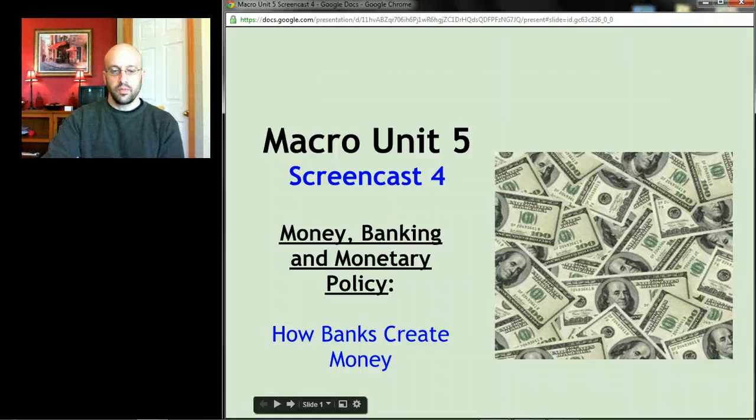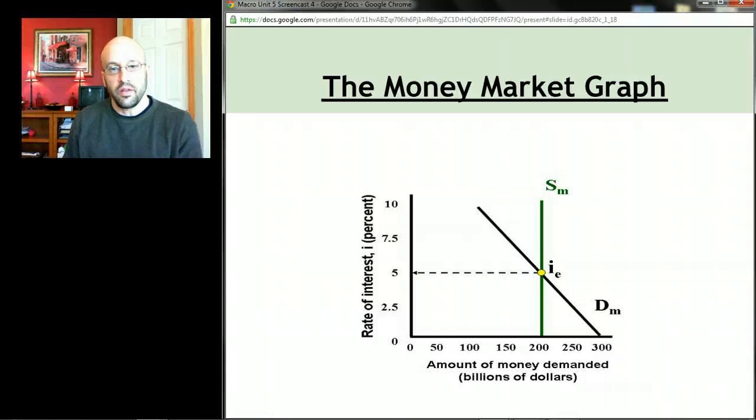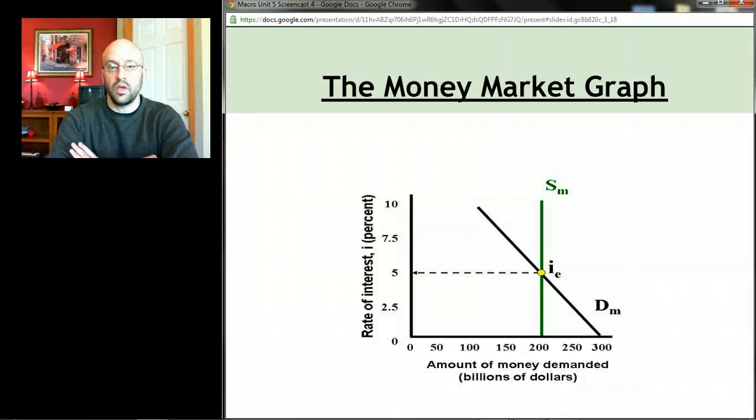Alright, so last time we explored what was called the money market graph. And again, the idea here is that the demand for money is the demand that we have collectively for money for all reasons. That supply of money, that vertical supply curve, is determined by the Federal Reserve. They get to decide where that supply curve is, and by deciding where that supply curve is, they can therefore decide what the interest rates are going to be in the economy. As you can picture it, moving that supply curve to the left would make interest rates go up. Moving it to the right would make interest rates go down.